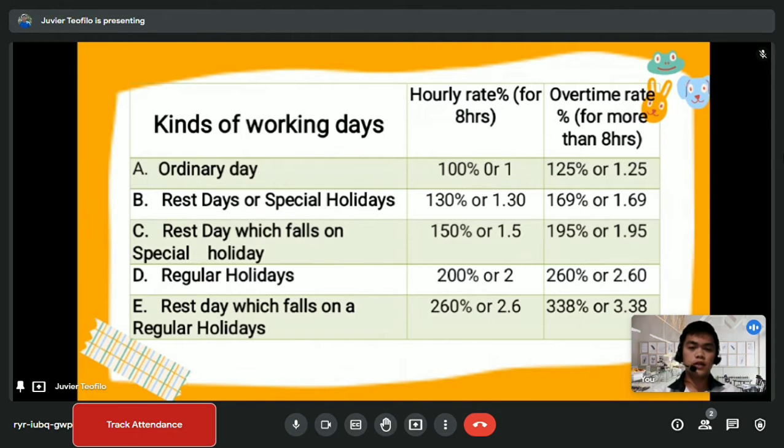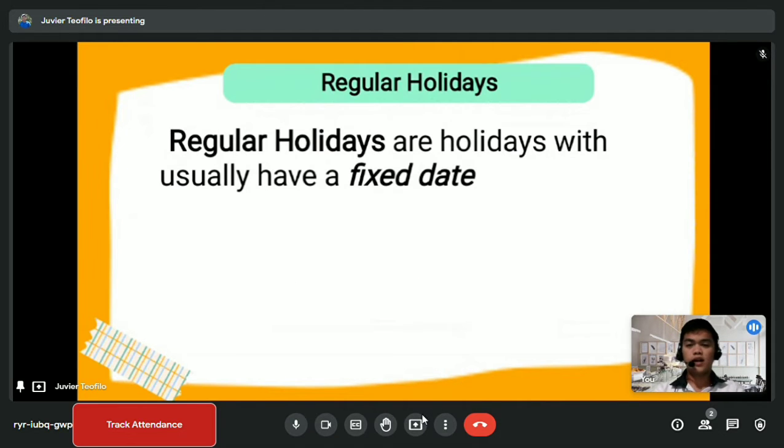Now let's proceed. Okay, regular holidays. These are the holidays we usually have on a fixed date, for example, New Year's Day and Christmas Day. So I have here the list of regular holidays. Please take note of this.